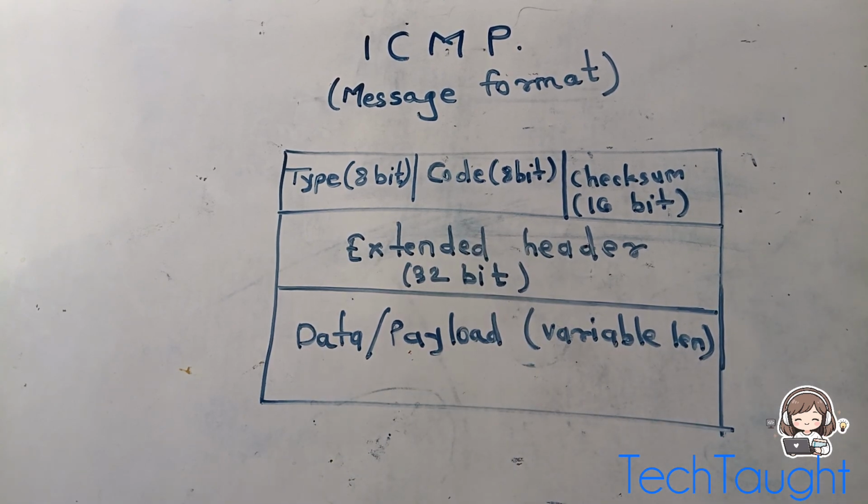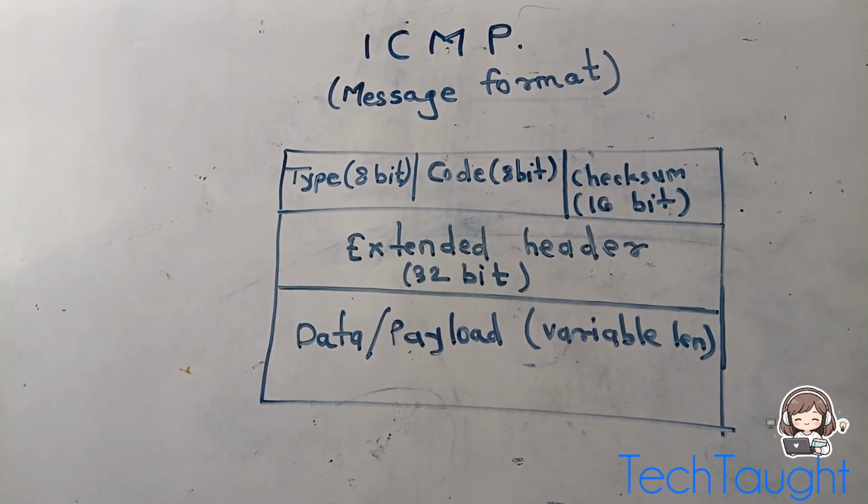So this is the ICMP header format, or message format. The ICMP header comes after the IPv4 and IPv6 packet header. In the ICMP packet format, the first 32 bits of the packet contain three fields.